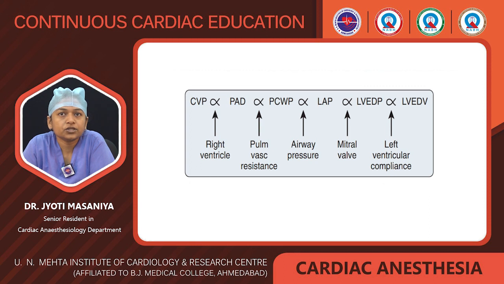This figure shows the relationship between all these parameters. The LV end-diastolic volume is related to the LV end-diastolic pressure by LV compliance, and the LV end-diastolic pressure is related to LA pressure by the mitral valve condition, and the pulmonary capillary wedge pressure is related to the LA pressure by the airway pressure and pulmonary vascular resistance. So to ensure an accurate relationship, the patent vascular channel between the distal orifice of the pulmonary artery and the LA is very important, so that it reflects the accurate LV end-diastolic volume.